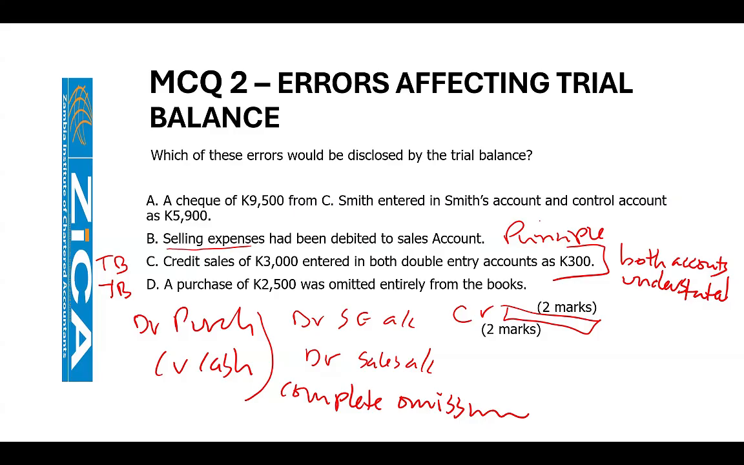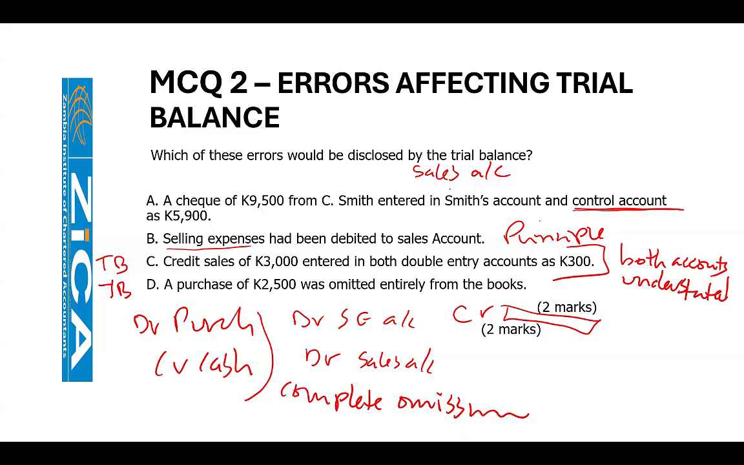Okay. So on B, I was saying this is an error of principle, and an error of principle is not an error that will cause the trial balance not to balance. And then A, which is a check of 95 from C, Smith entered in his smooth account and control account as 59. If we may assume that the double entry is between the control account and the sales account.